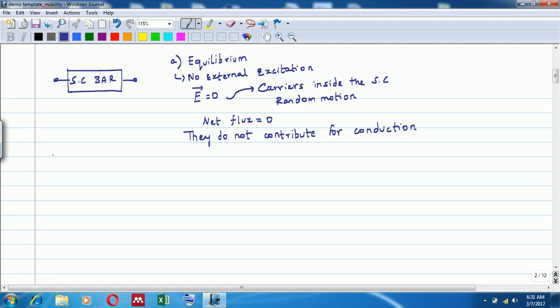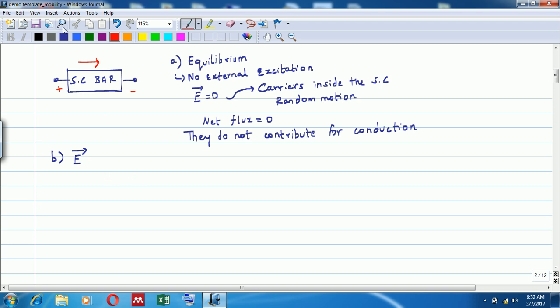Let us take a second case. In this case, we apply an electric field. Some electric field we apply. How do we apply an electric field? We are having two leads here. Apply a potential difference across this semiconductor so that there will be an electric field. This is the electric field inside this.